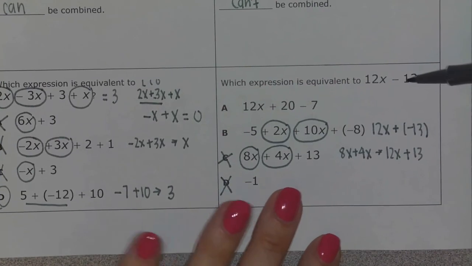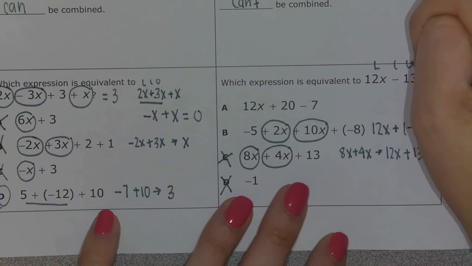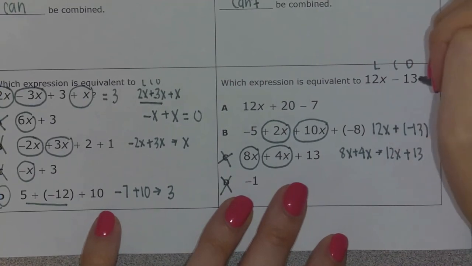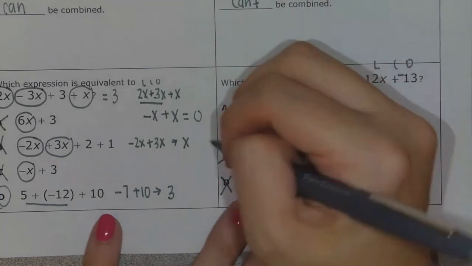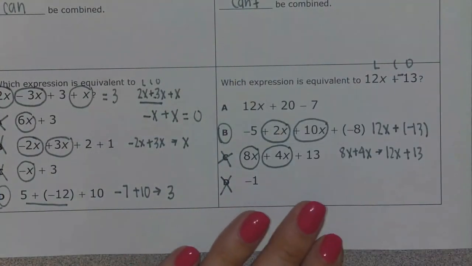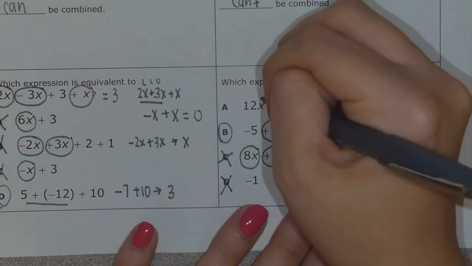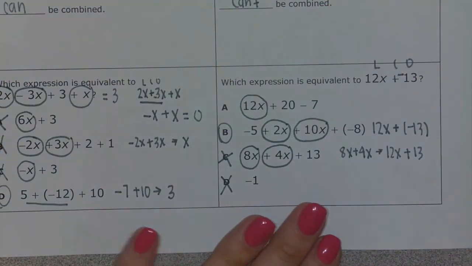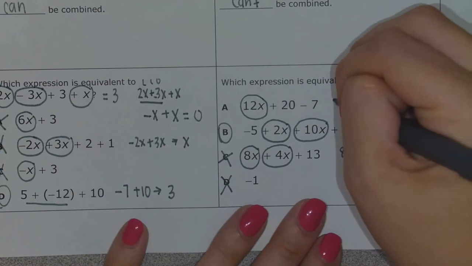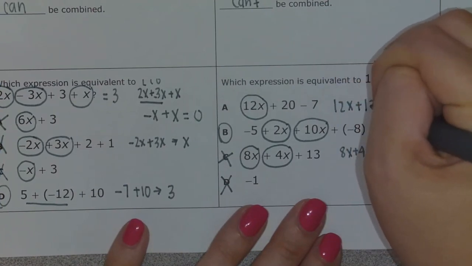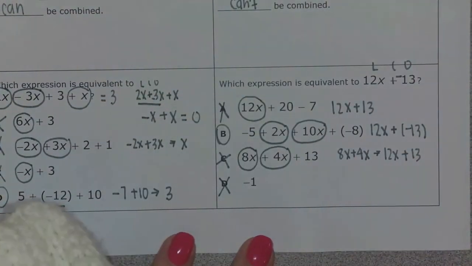Now on this one, it looks a little bit different than what I have, but we know, thanks to LCO, that 12x minus 13 is the same thing as 12x plus negative 13. So B is going to be our answer, but for the sake of our notes, let's prove answer choice A as well. Answer choice A has exactly 12 x's, which is exactly what we need. But when I solve 20 minus 7, that would give me 12x plus 13. So again, doesn't match what we need. So I get B for my final answer.